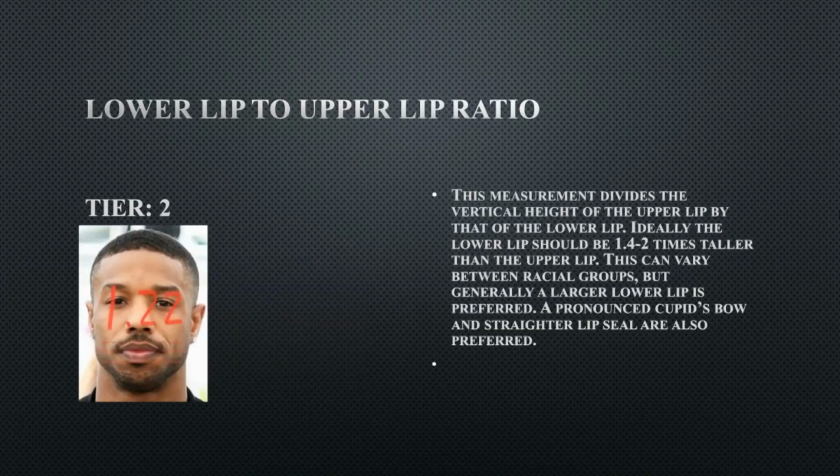This is perfect. His lower lip to upper lip ratio is 1.22, so his upper lip is a bit longer in length than his lower lip, or almost close to 1 to 1, and this is still within near ideal. But if his lower lip was a bit longer in length, then this would be within the ideal range, but it's not too bad.